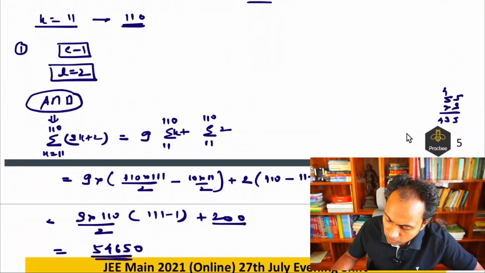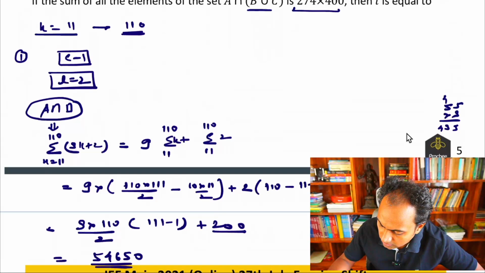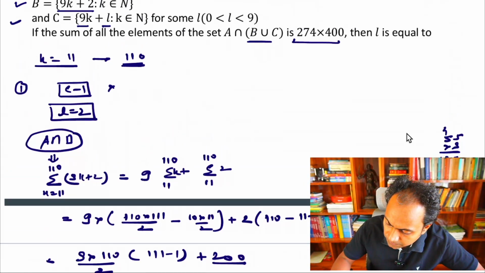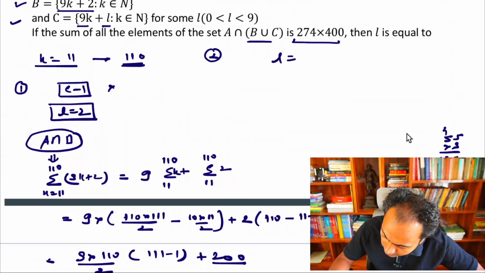Now if I move to the second part, what they are saying is that in case 1, this sum should be equal to this number, which is not matching with this description. Hence this cannot be the case. Let us move to the second case. Second case says that now L is not equal to 2.